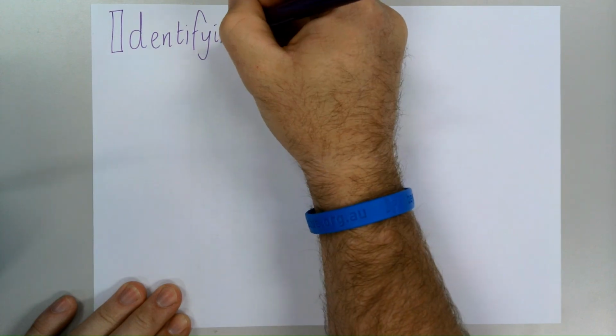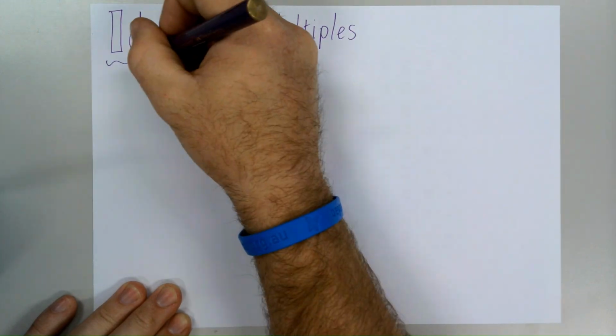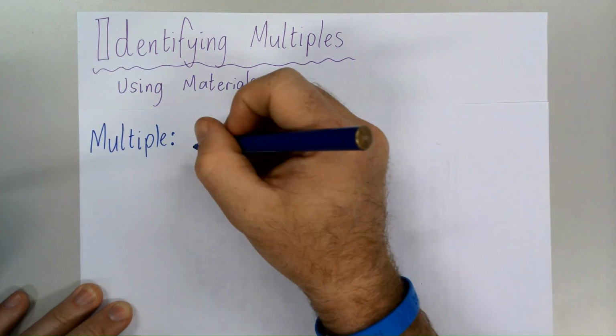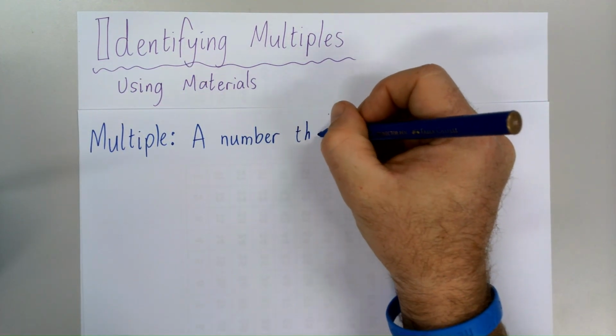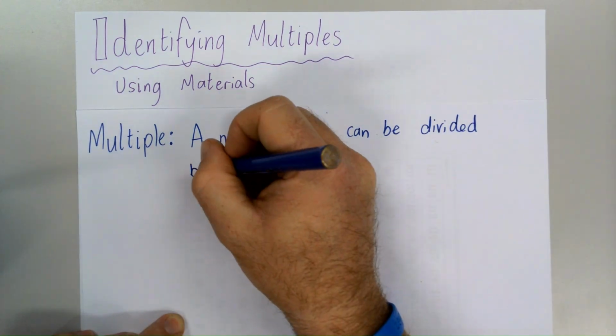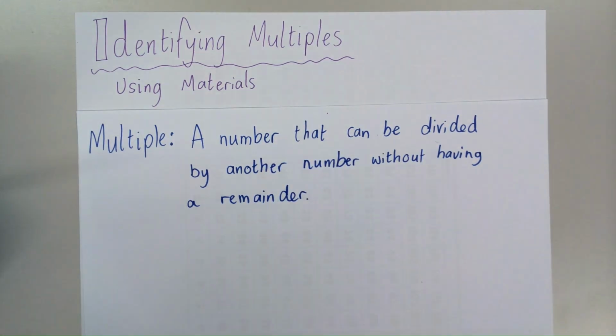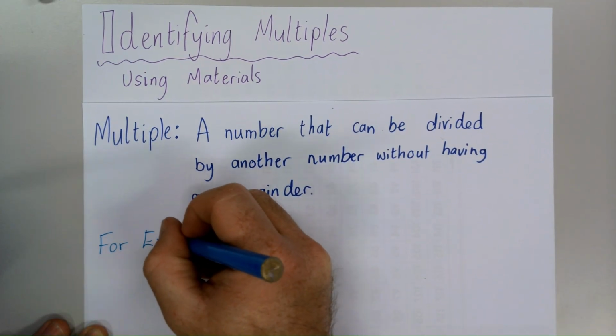In this video, we are learning about identifying multiples using materials. So the first thing we're going to do is look at what are multiples. A multiple is a number that can be divided by another number without having a remainder. What does this really mean?